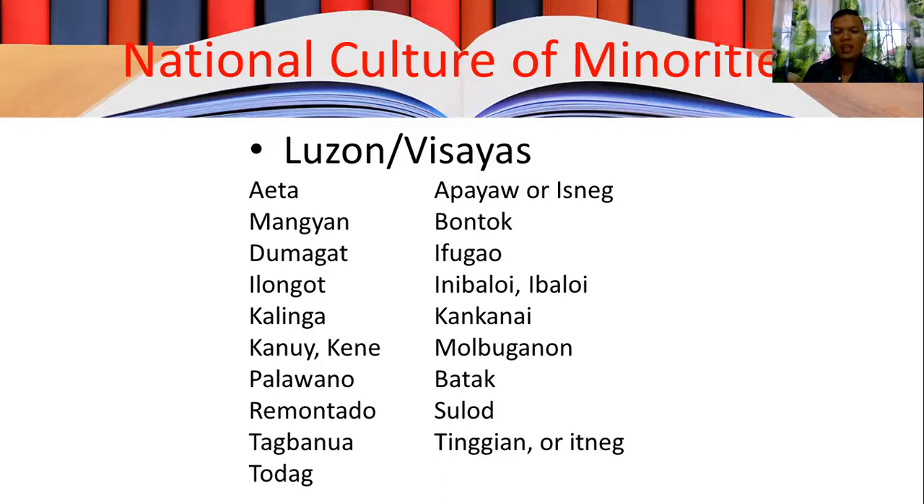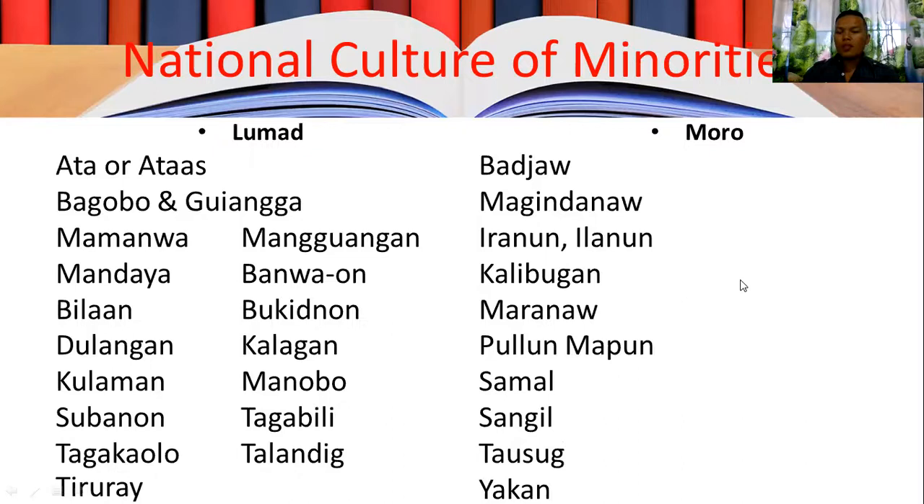By the way, class, I grouped Luzon and Visayas together because they are combined. The mountain tribes, supposedly, are all in one, but they are considered combined because only six are mixed in Luzon. But there are a lot in Mindanao. And it was categorized into two, Lumad or Moro.